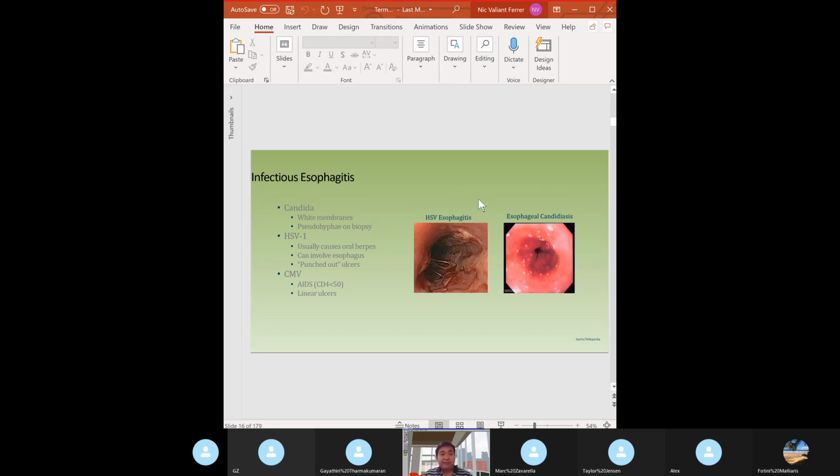Now, compare that one with the CMV. CMV, normally due to AIDS, right? You can have CMV esophagitis. And what kind of ulcers? Linear. So you have linear ulcers. For esophageal candidiasis, they look like white membranes on the esophagus. Okay?